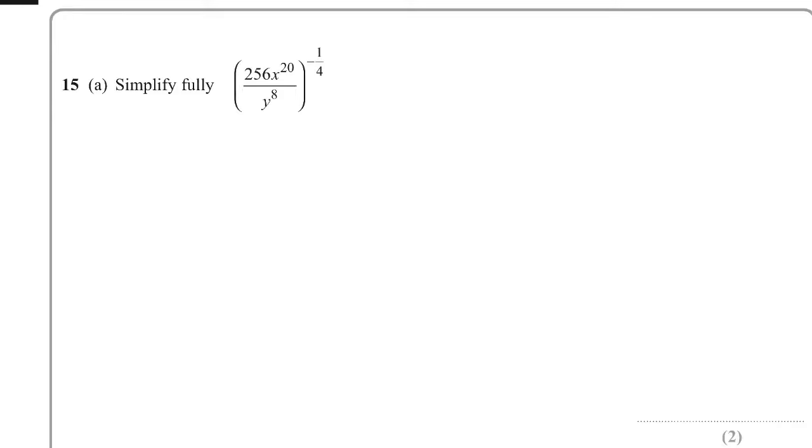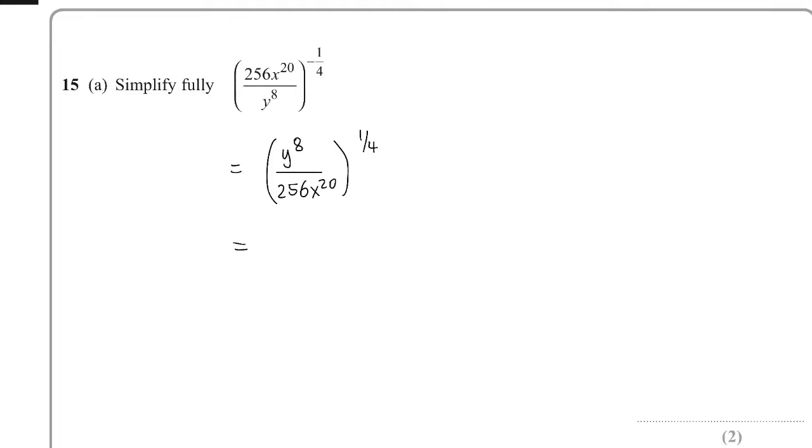Question 15 is about simplifying fully the given expression here. I see a negative fractional power and a fraction as the base. The first thing to do is consume the negative sign of the power by flipping, considering the reciprocal of the base. So this will take care of the negative sign in the power.